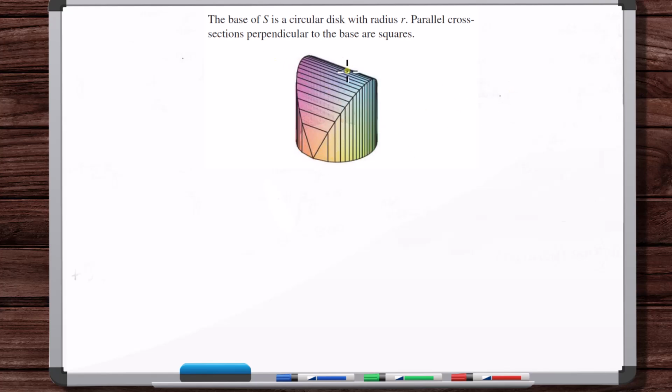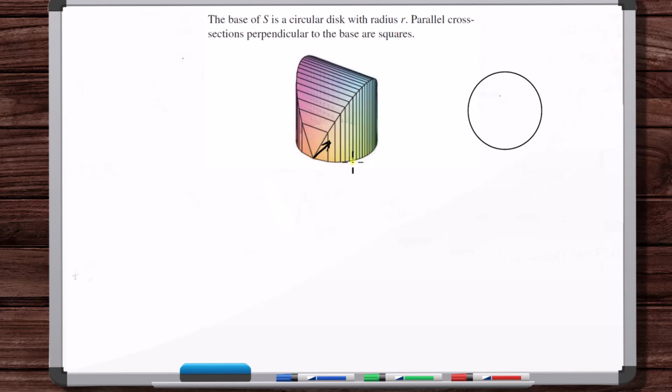So let's find the volume of this solid here. The base is a circular disc with radius r. The parallel cross-sections perpendicular to the base are squares. So the idea here is that you've got this circular base, and we're going to walk along the base like this. This is perpendicular to these squares here. We're going to walk from one side of the circle to the other.